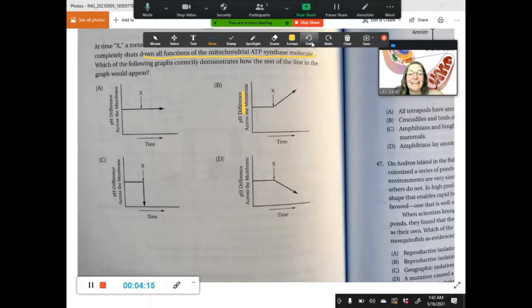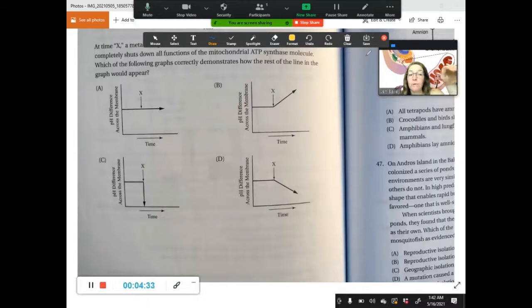So it's asking about how different it is going to be on one side of the membrane versus the other. So if you got more H+ on one side, then it's a lot more acidic than on the other side. So what do you guys think? Is the difference going to go up? Is it going to stay the same?